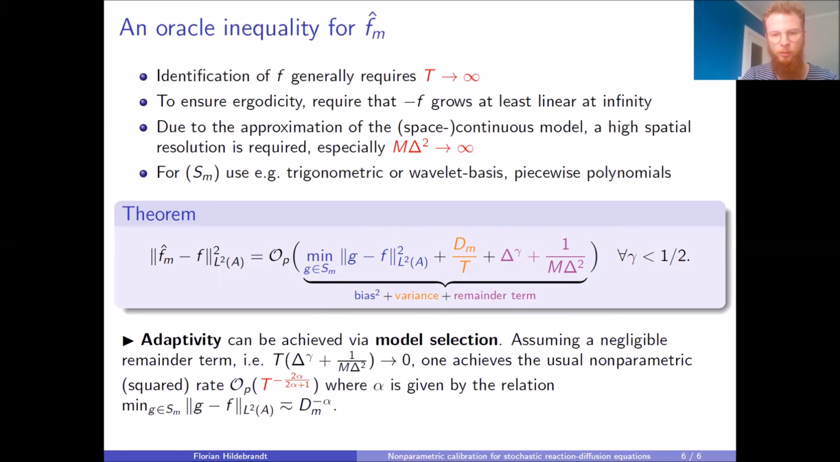In particular, when we assume that these remainder terms are negligible, which can be achieved by assuming this condition, then the estimator achieves the usual non-parametric rate of convergence, which is given by this expression, which involves the regularity parameter alpha, and alpha describes the regularity of f in the sequence of approximation spaces that you are considering. So all in all, we have estimated both sigma and theta now, and also the reaction function f. And by doing so, we have achieved a complete calibration of the stochastic reaction diffusion equations.